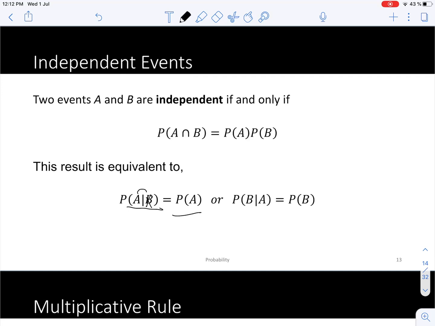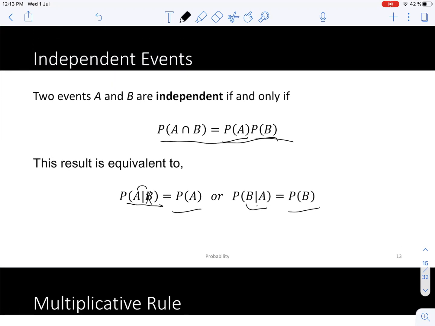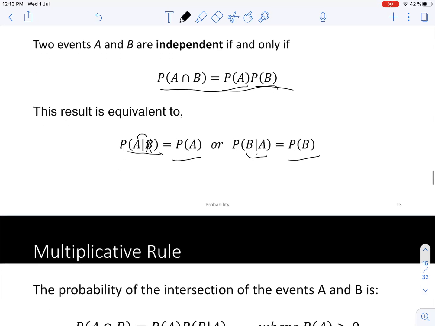Same thing will happen for B given A. If they are independent, it's equal to the probability of B. Therefore, we can get this expression here, that the probability of A intersection B is equal to the probability of A times the probability of B. So this simplifies our calculations if we have independent events. This will make our life a little bit easier because the calculations are faster.